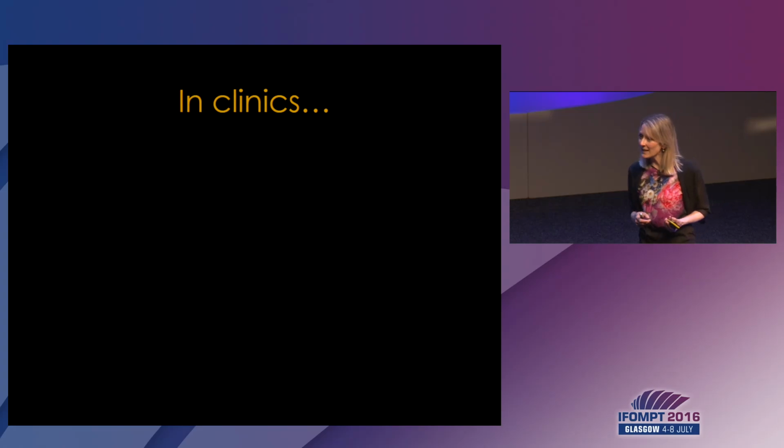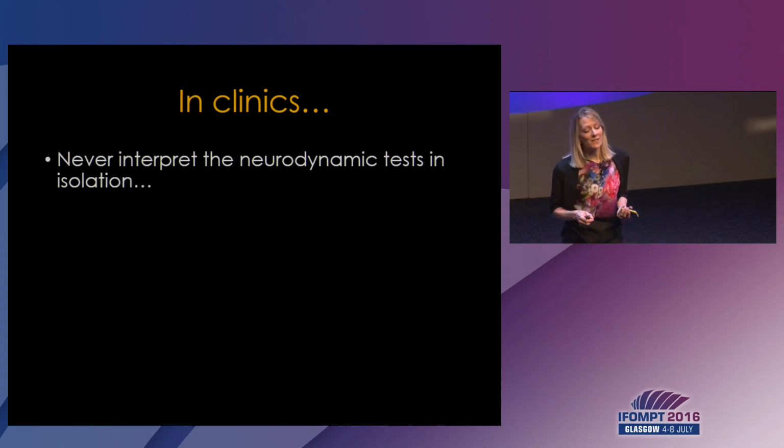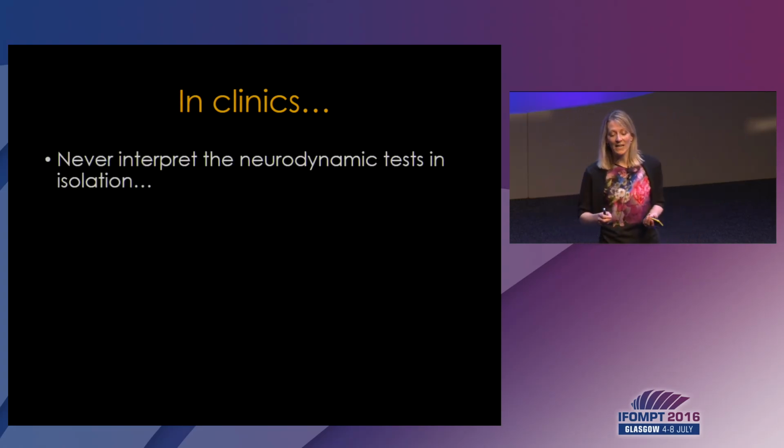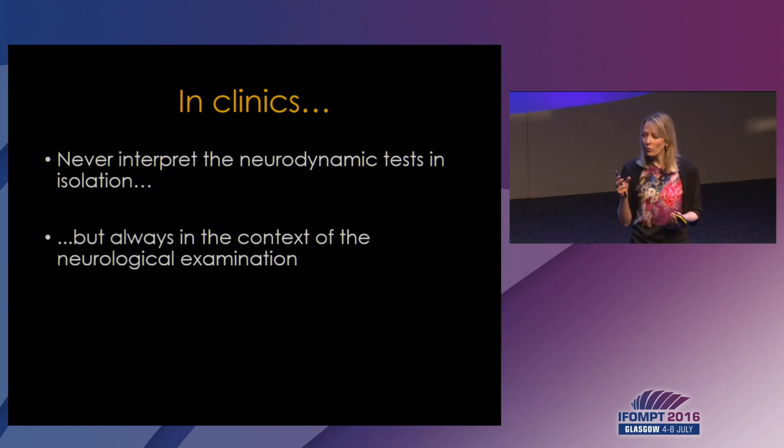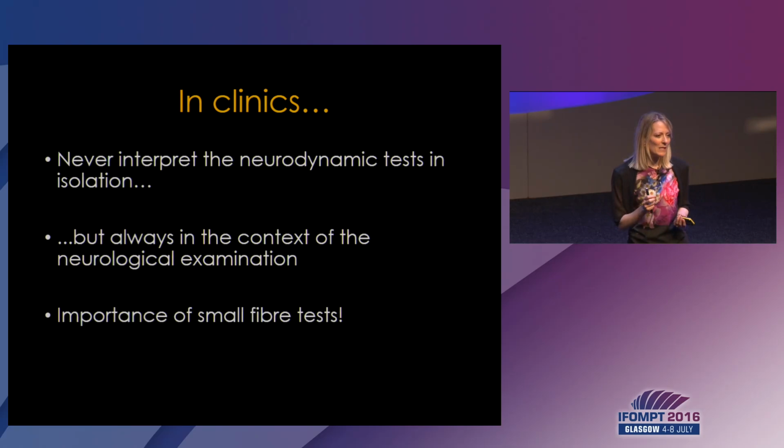What does it mean for clinics? For clinics, it means that we should never interpret the neurodynamic tests in isolation, because it is not a test that has a good enough clinometric property to detect, for example, carpal tunnel syndrome or cervical radiculopathy. But we should always interpret it in the context of the neurological examination. And specifically, again, it seems that it is important that we test the small fiber population to interpret these tests properly.